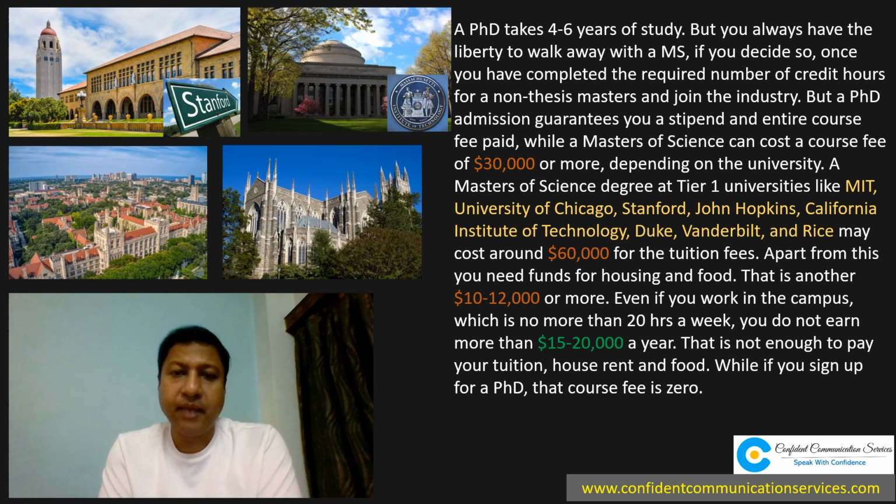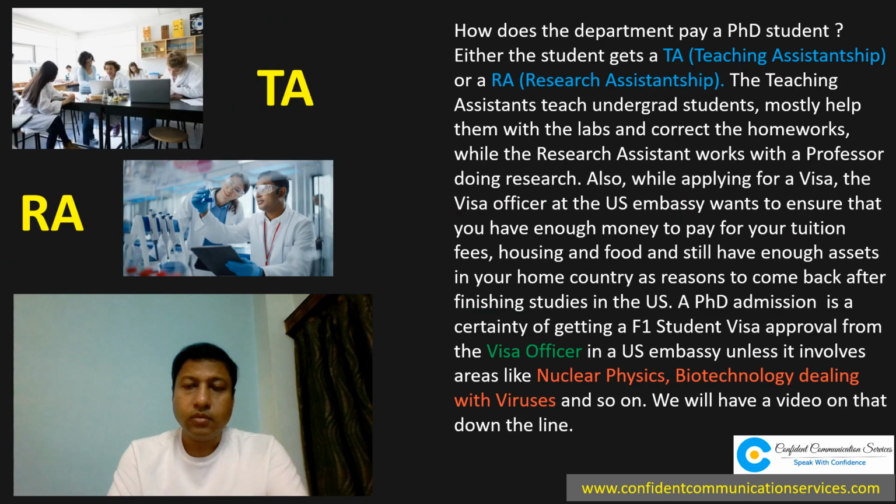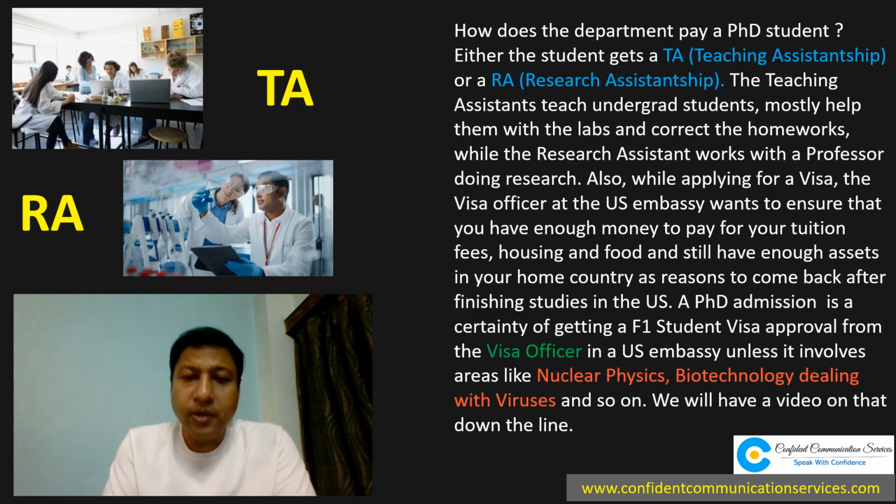Even if you work on campus, which is not more than 20 hours a week allowed for international students, you do not earn more than $15,000 to $20,000 in a year. That is not enough to pay your tuition, home rent, and food. While if you go for a PhD, the course fee is zero. Now, how does the department pay for your PhD program?